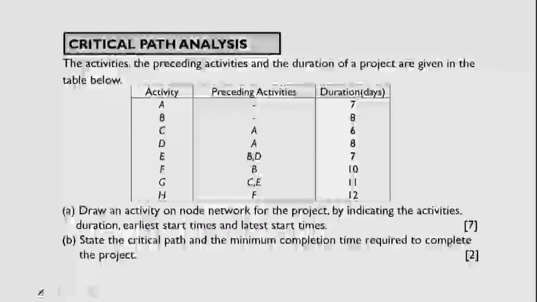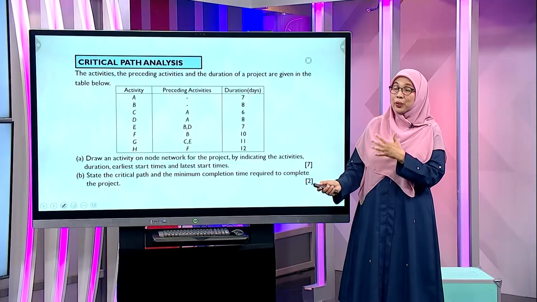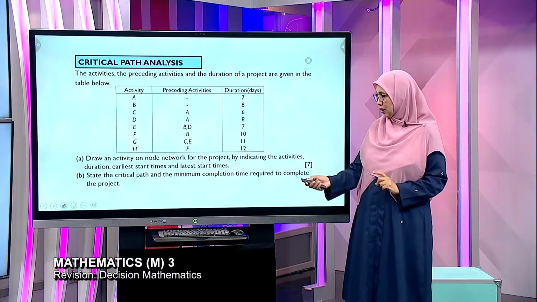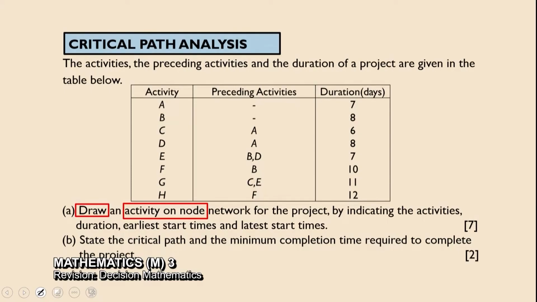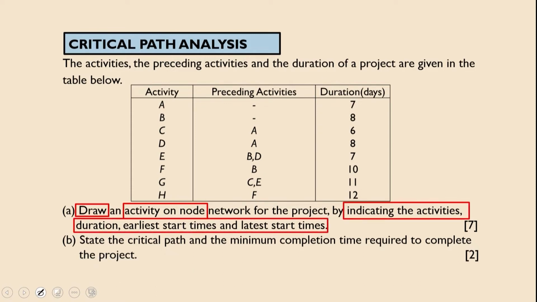Okay, what is the instruction? Again, when you read the question, look at the instruction. Here you have to draw an AON. I repeat, AON here, not AOA. What is required? Activities, duration, early start time, latest start time must be indicated clearly in the AON. And then part B, the task word is state, which means that you don't have to show working. State the critical path and minimum completion time.